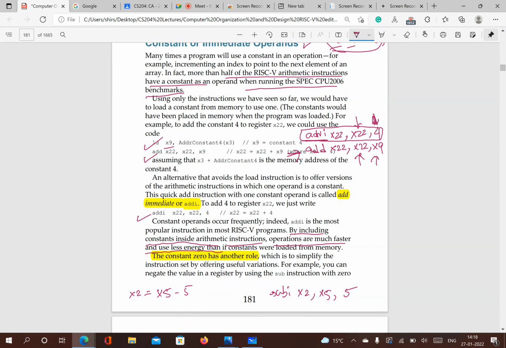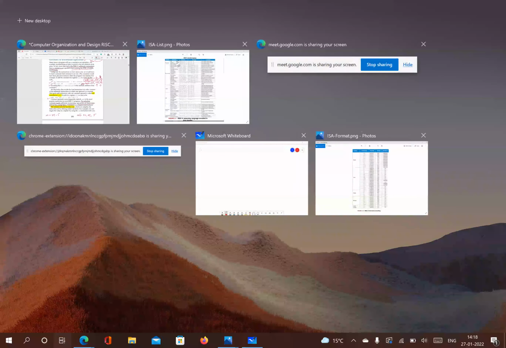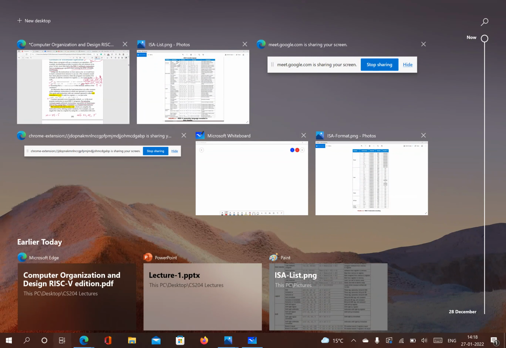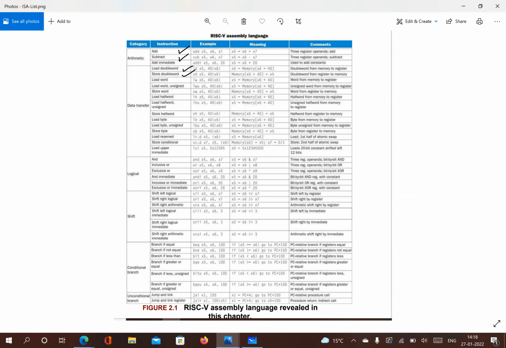Okay, so if I go to the table, let me go to the table. Yes, listing. Okay, so immediate instructions will be written, data transfer, logical. See, the third one is add immediate. It's the immediate instruction. The third one, add immediate, is the immediate instruction.